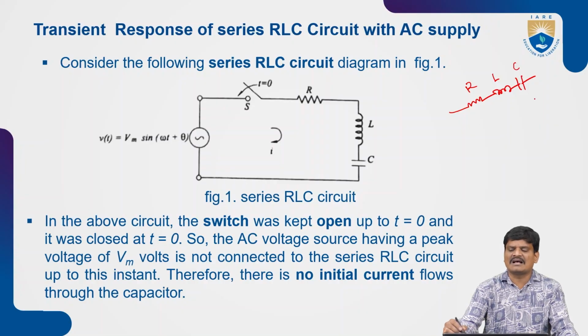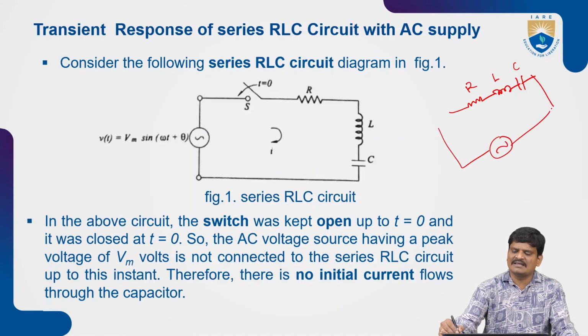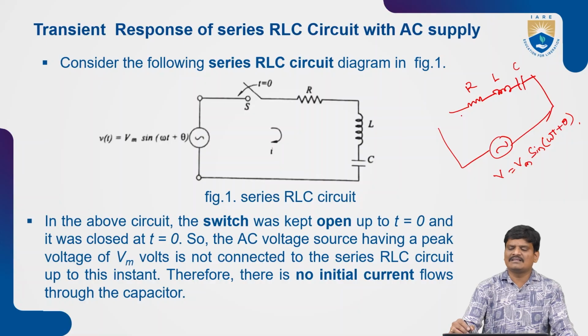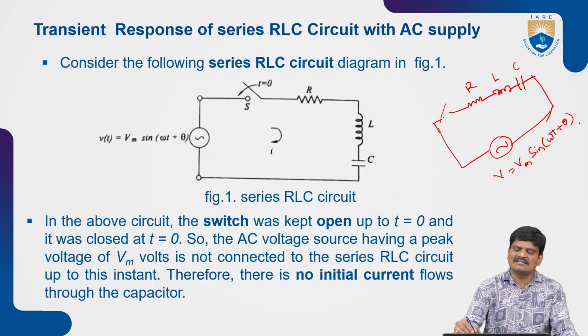For this series RLC circuit, I need to give an AC supply. Let me say that the AC voltage is represented as V equal to Vm sin(omega t plus phi). This is the standard representation of an AC sinusoidal voltage. So I have taken three passive elements connected in series, I have given an AC supply to it, and I am trying to calculate the transient response.